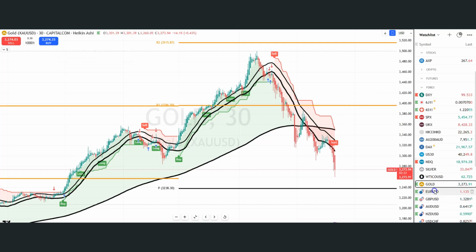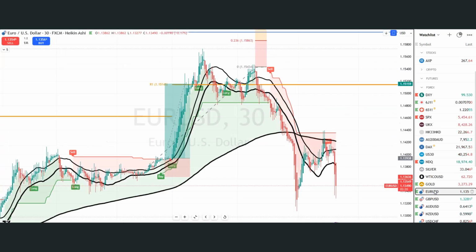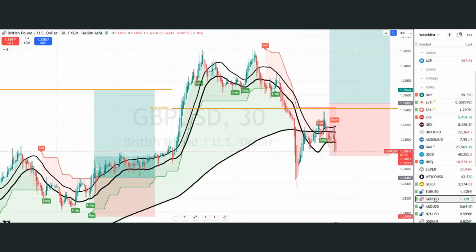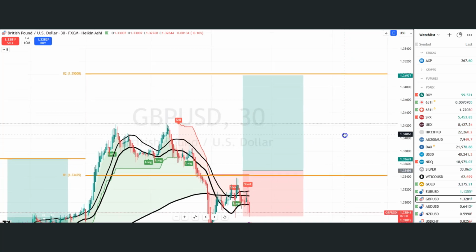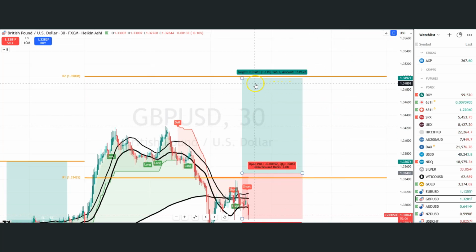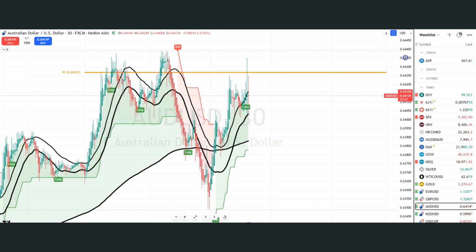So let's see what's going on. Euro dollar, I've done that one. Waiting for the conversion. Pound USD, yes, looking good. I mentioned this earlier this morning. A break above 133.50 is going to target 134.97. Looking nice, looking nice.